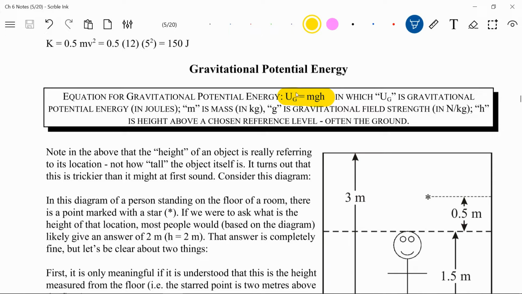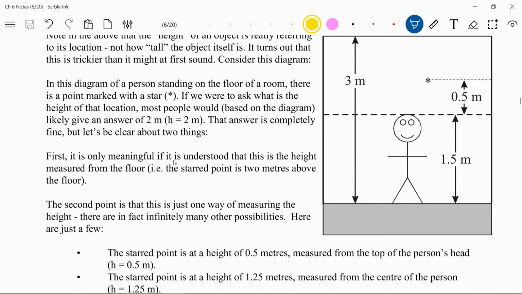So UG is gravitational potential energy, and it's the product of mass times the gravitational field, 9.8 near Earth's surface, times the height of the object above some level that you're measuring from. I go through this in quite a bit of depth here, but in a most typical situation, there's an obvious measuring point, such as the ground or the floor, or the lowest point an object moves. If an object is moving up and down, we'll often just use the lowest point that it reaches as the point that we're going to measure height from.